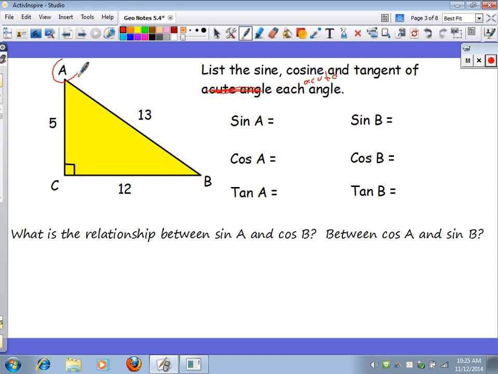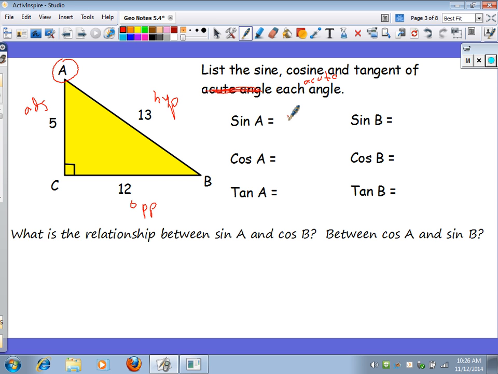So if I circle angle A right here, what do you think is my opposite to A? 12 is. That's the opposite. What is the adjacent to A? The 5 is actually touching A. That's where the leg that touches is adjacent. And then this has to be my hypotenuse.